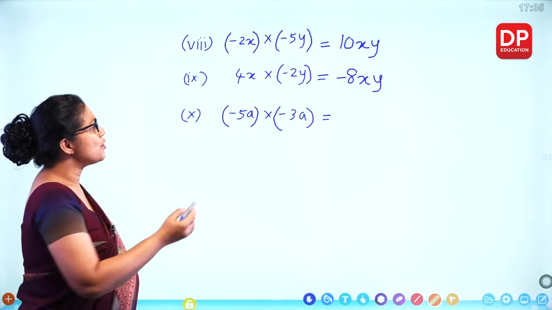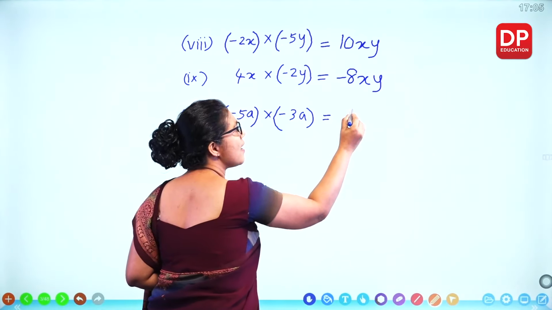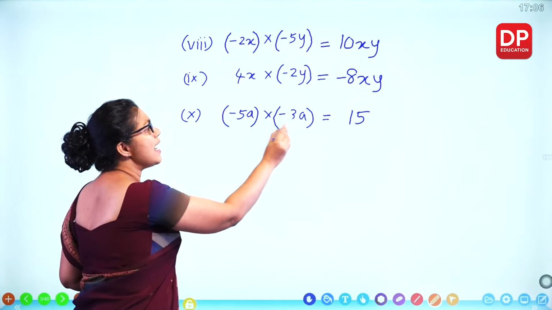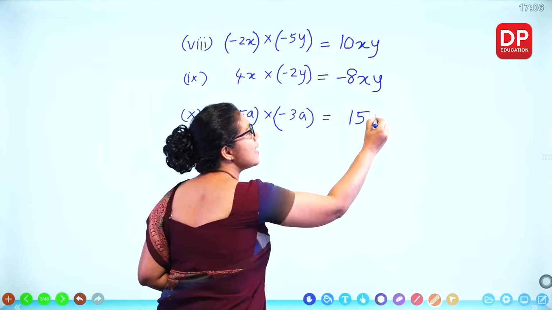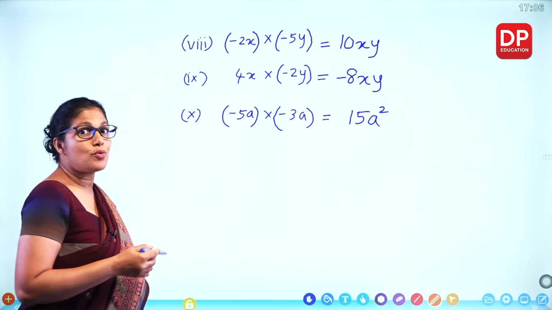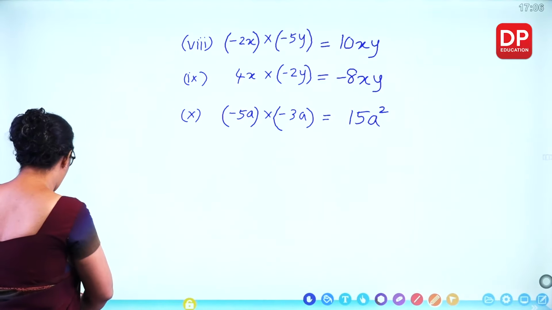Okay, now we'll do minus 5 times minus 3. You get a positive answer, that's plus 15, and a twice, a times a, you get a squared. These ones you have done before in your previous class.